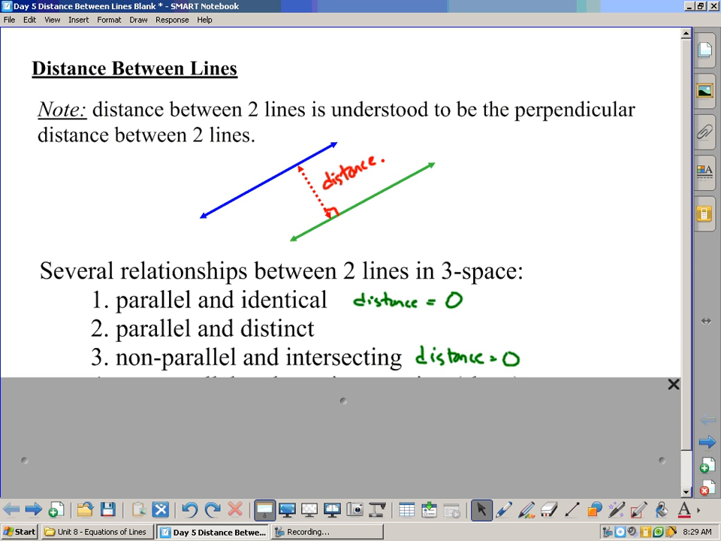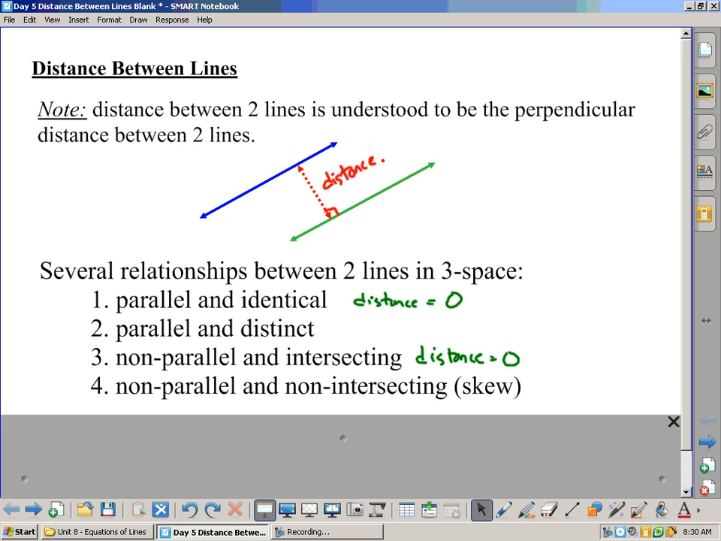Third case, non-parallel and intersecting. And the intersection is a single point. And so if the two lines do intersect at a point, the minimum distance between those two lines is obviously 0 because they're touching. And then the final is non-parallel and non-intersecting, so they're skew. So one would cross on top of the other, but they're not parallel. In that case, you could also find the distance between them.